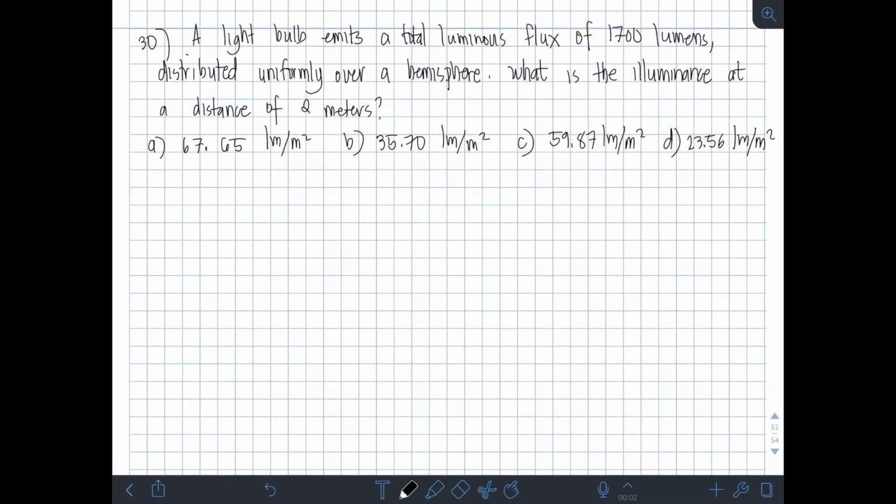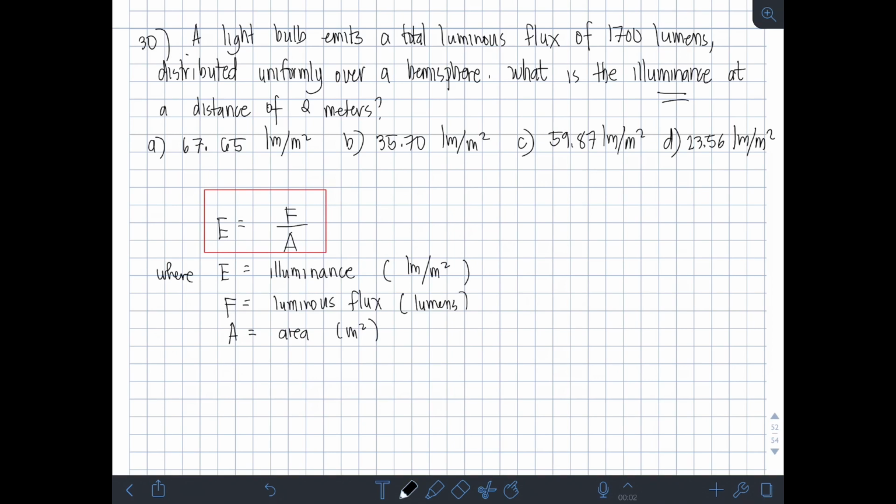Okay? Next, we have a light bulb emits a total luminous flux of 1,700 lumens distributed uniformly over a hemisphere. What is the illuminance at a distance of 2 meters? Okay, so this time, ang tanong naman is illuminance. So, meron naman tayong formula for illuminance as, okay, so we have E is equal to F over A, where E is the illuminance measured in lumens per meter square, F is the luminous flux measured in lumens, and A is area measured in meter square.